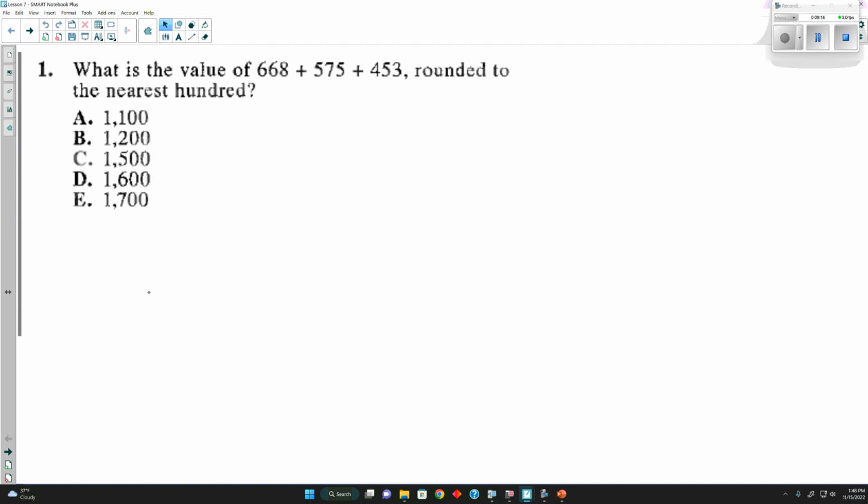So we're going to look at some of the practice problems and then we'll do the exit ticket. So we look at this here. What is the value of 668 plus 575 plus 453 rounded to the nearest hundred?